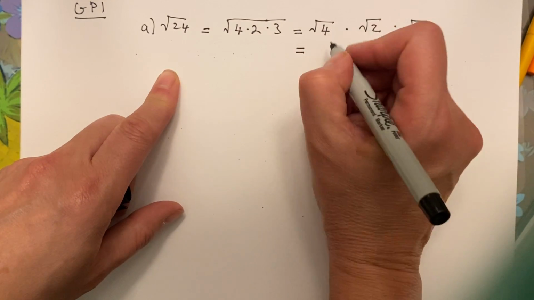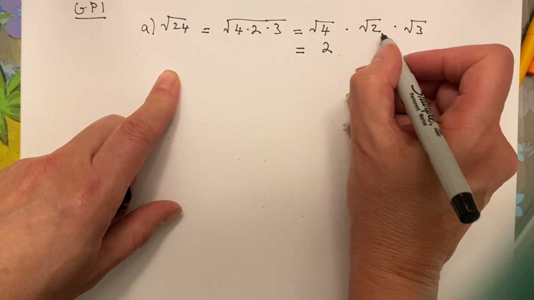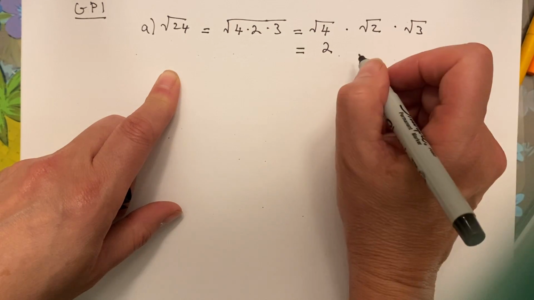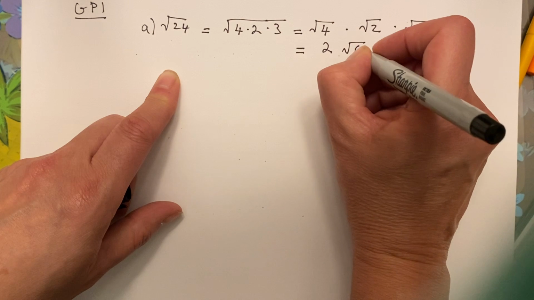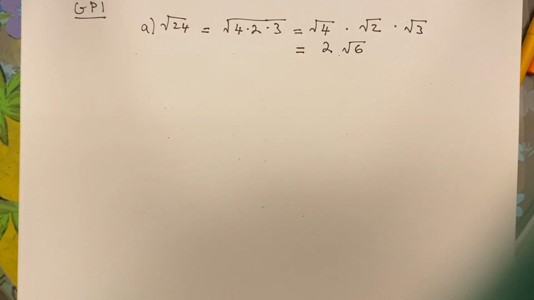Well, I know the square root of 4 is 2, but I also know the square root of 2 and the square root of 3 really can't be simplified any further. And so I'm going to recombine them and end up with 2 square root of 6. That's what you should have gotten for part A.